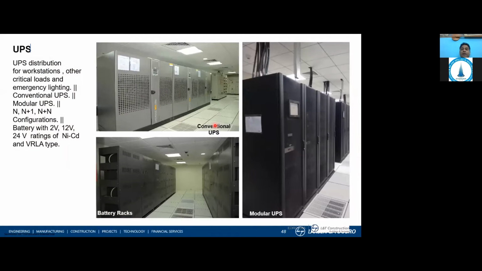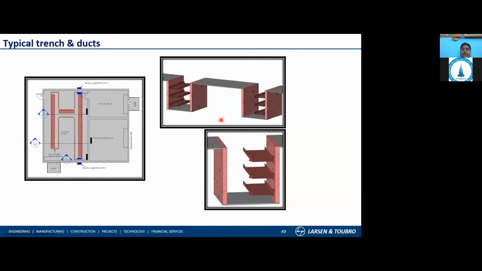This is a UPS room where I have to coordinate properly with an architect, because we have a raised floor here. And these are the trenches for getting the cable trays wherever I have the cable with the bottom entry. So these are sections what you can see here.